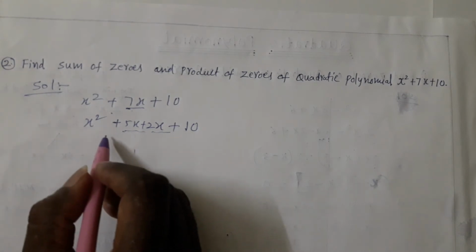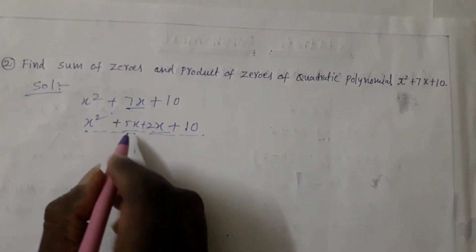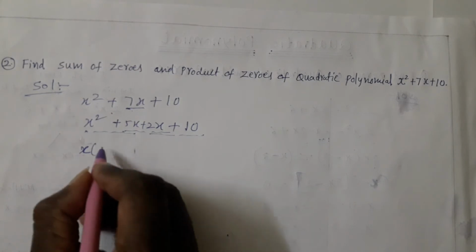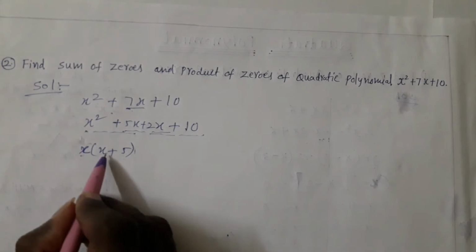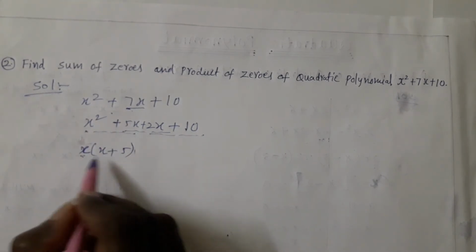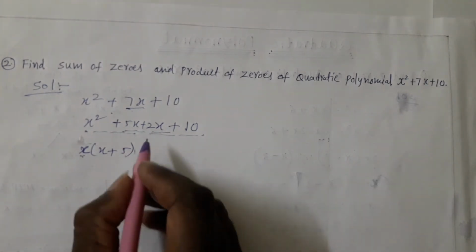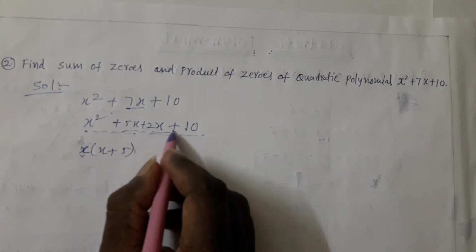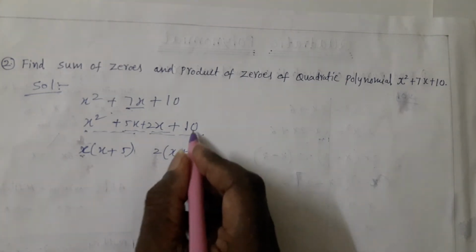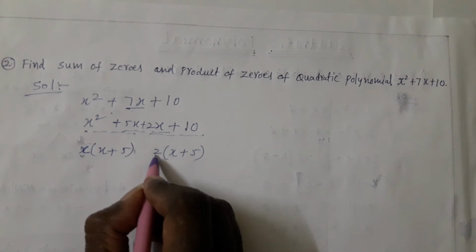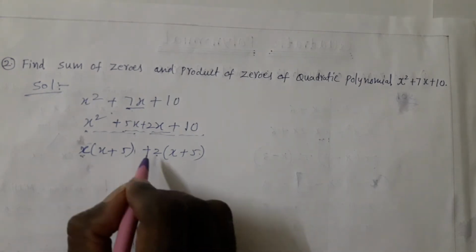Going to the next step. Take these two as one part, and these two as one part. From these two we take x common, then x is there, plus 5. Multiply: x into x, x square, plus x into 5, 5x. What comes here, the same comes here also. We can see here 2x plus 10. What is the common? 2 is common, x plus 5. Multiply: 2 into x, 2x, plus 2 into 5, 10. Okay.